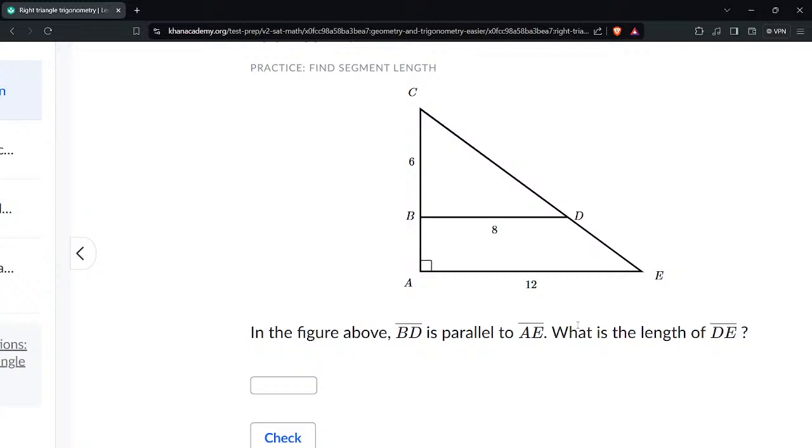BD is parallel to AE. What is the length of DE? So BD is parallel to AE, right? So BD. Okay. What about DE? So what is CD? That's the question. So CD is root of 8 squared plus 6 squared, 10. Oh, that's 10, right? Now the other triangle will be 12 by 8 times 10, to 15. So it's 5.